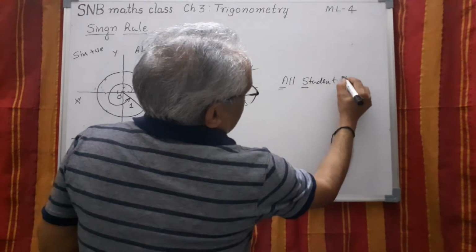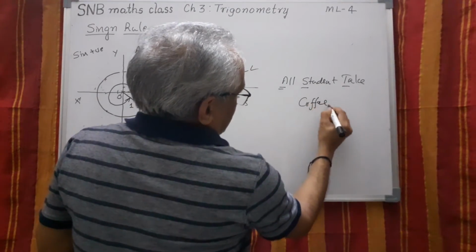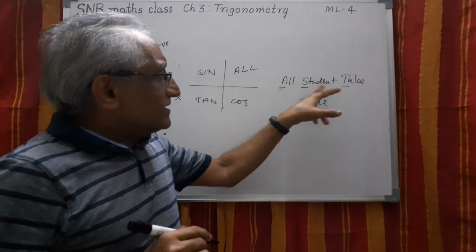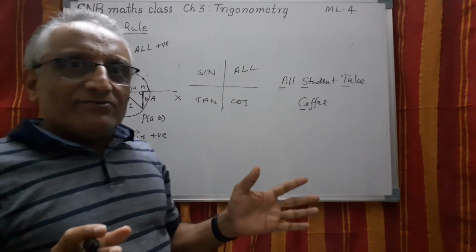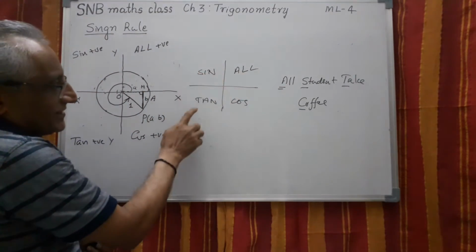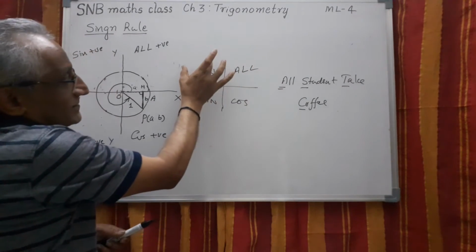All A students take tea, coffee. Or some teachers say all silver tea cups. Like that, or ACTS, whichever is convenient to remember. So this is the rule: all, sine, tan and cos. Meaning what? All positive, sine positive.